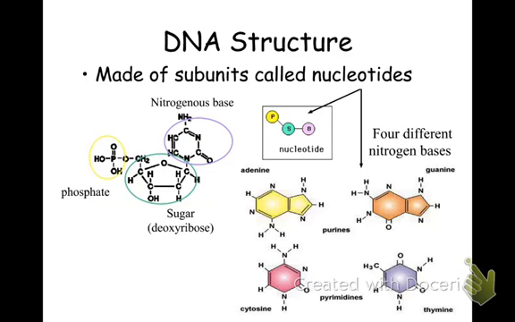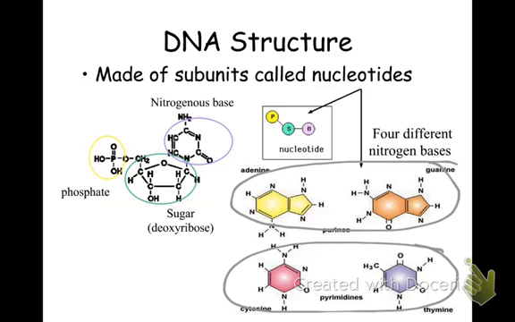Let's look at the DNA structure. Here we have subunits. The subunits are called nucleotides. We have 4 different nucleotides in DNA. We have purines, which are 2 rings, and we have pyrimidines, which are 1 ring. Our purines, the 2 ring guys, are adenine and guanine. Our 1 ring guys, or pyrimidines, are cytosine and thymine.